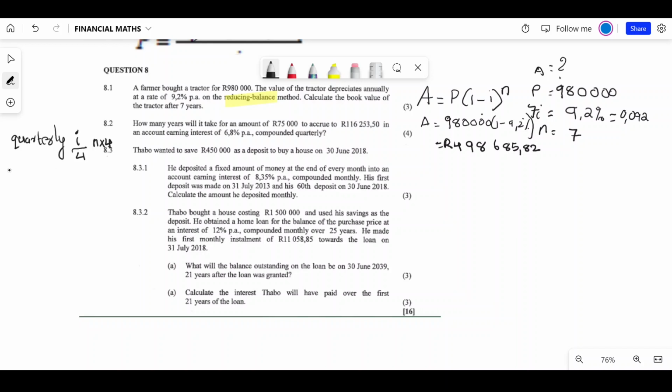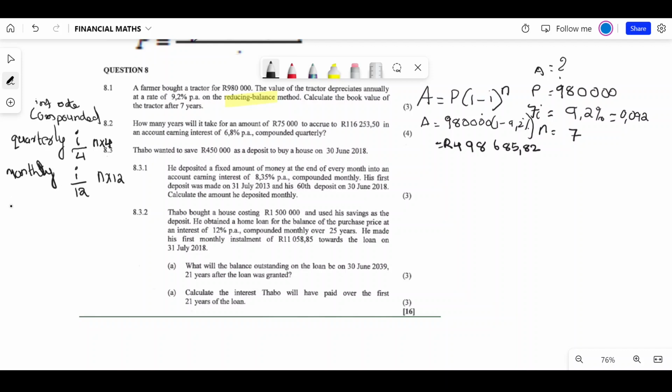Now if the question says compounded monthly, all this is about compound interest rate. You do this when the question says interest rate compounded quarterly, compounded monthly. Then what you do is you divide the i by 12 and you multiply the n by 12.